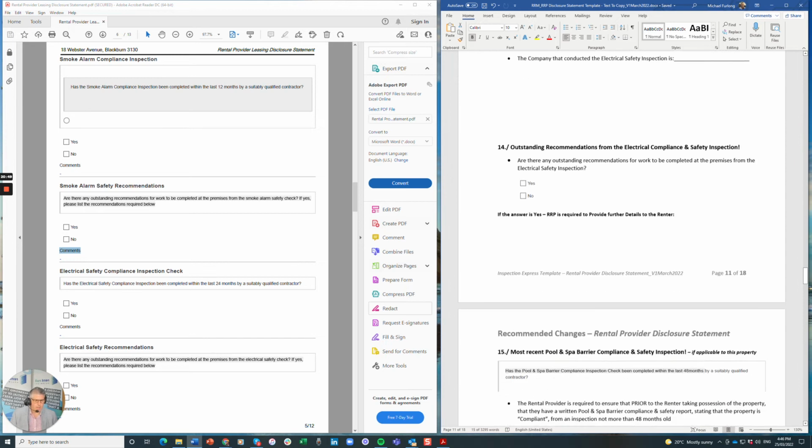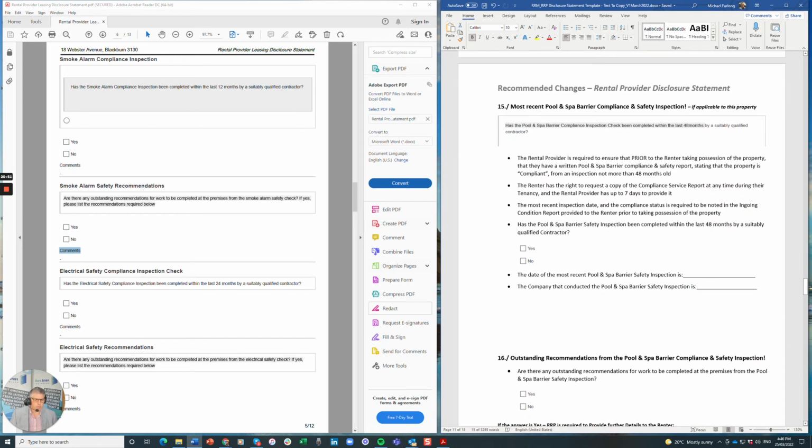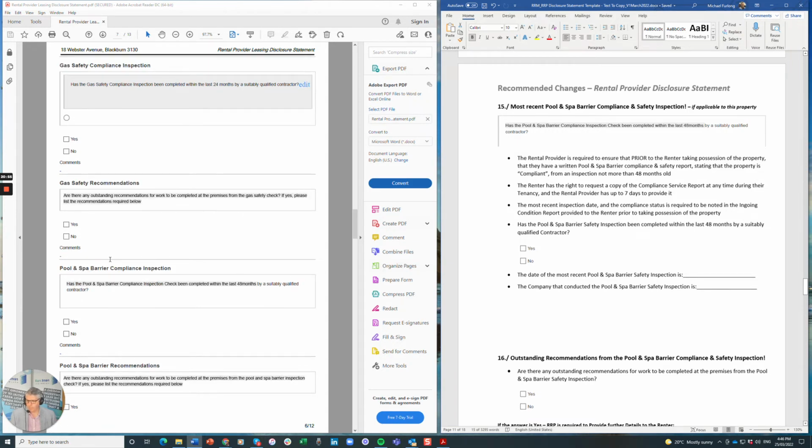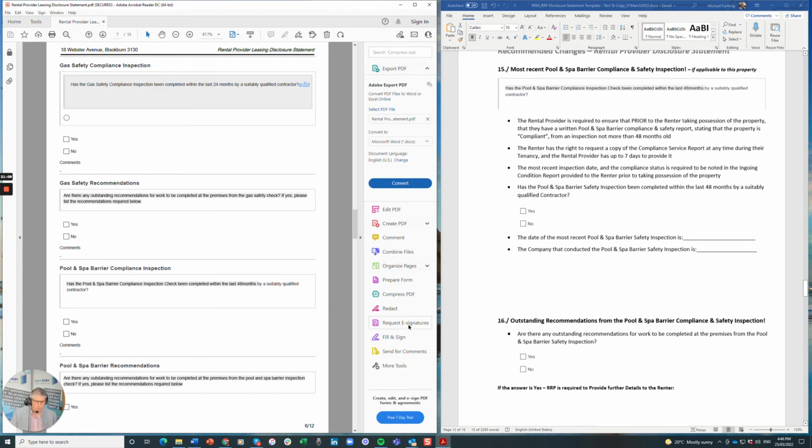And then we've got pools. What I've got, most recent pool and spa barrier compliance and safety inspection. And then if applicable to this property inside of there only. It's exactly the same format. So once you get the format right for one, it's duplicating them for all four.